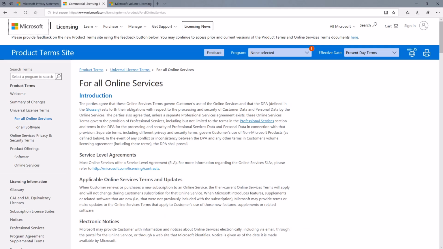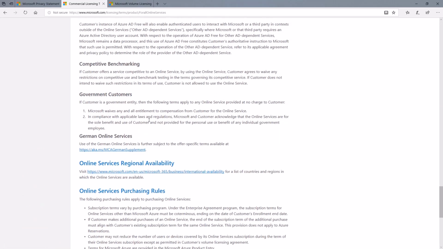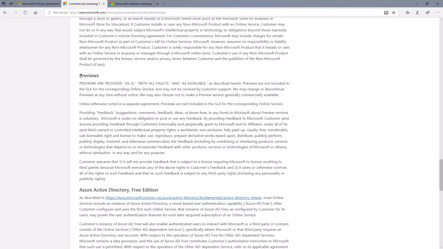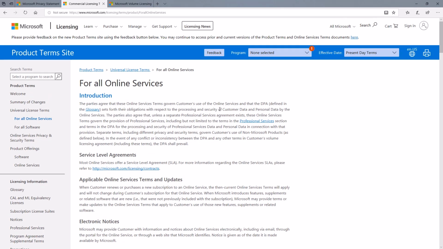The online services terms? Well, this is a legal agreement between Microsoft and you. So it has, for instance, the service level agreements. It has how they would do terms and updates and how you will do auto renewal. And notice we've got this previews section. So we've looked at previews before. They are provided as is, with all faults, as available, no SLAs, etc. So these are the online services terms, the agreement between Microsoft and you.